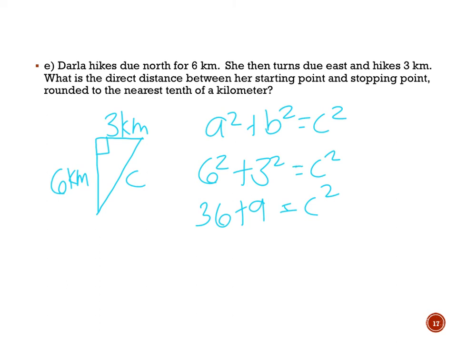36 plus 9 equals 45, equals c squared. We don't want to know what c squared is, we want to know what just c is, so we have to take the square root of both sides. That equals c, and the square root of 45 equals 6.7. So it's 6.7 kilometers.